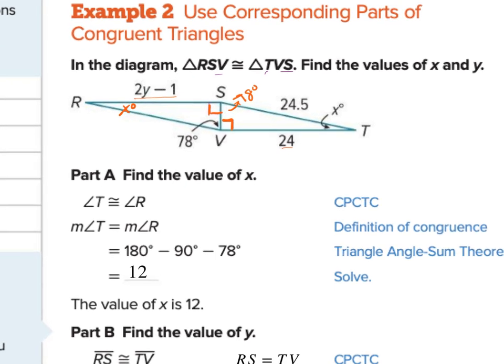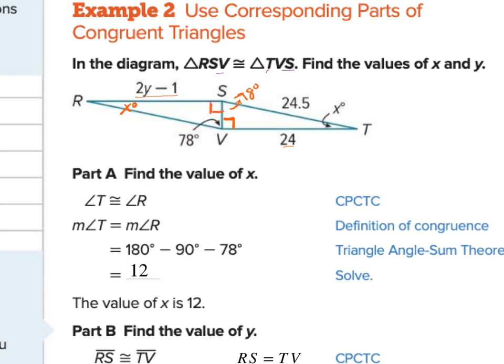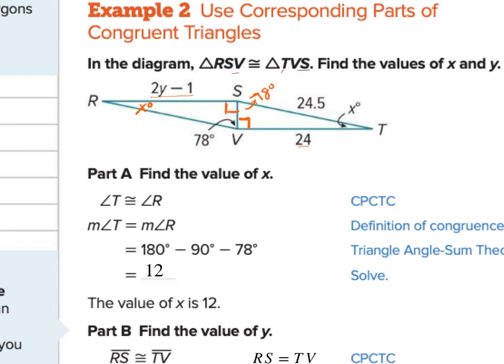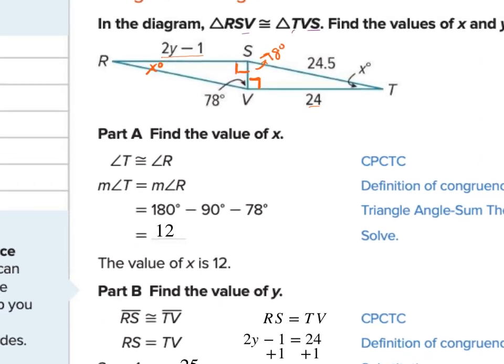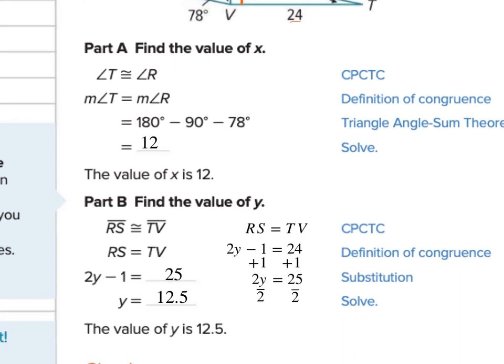So looking at that, if angle T is congruent to angle R, I know that they're equal, so therefore over here I have 90 plus 78 plus x is equal to 180 degrees. So 180 minus 90 minus 78 is equal to 12. So the value of x is 12, so that angle is 12.